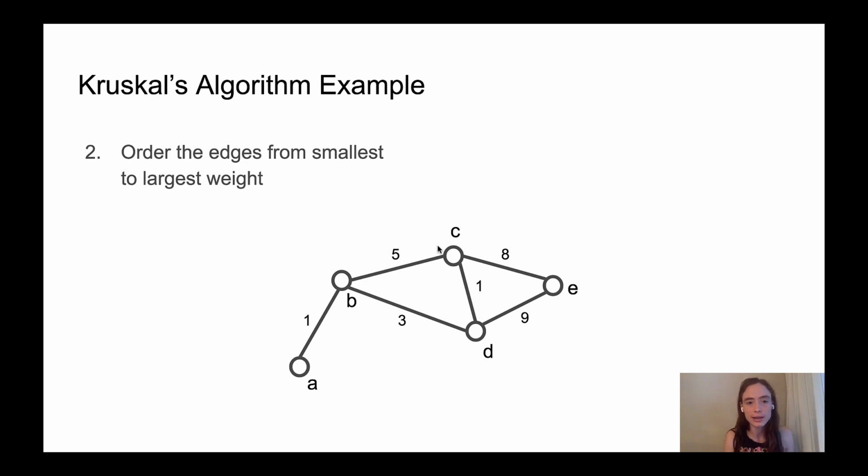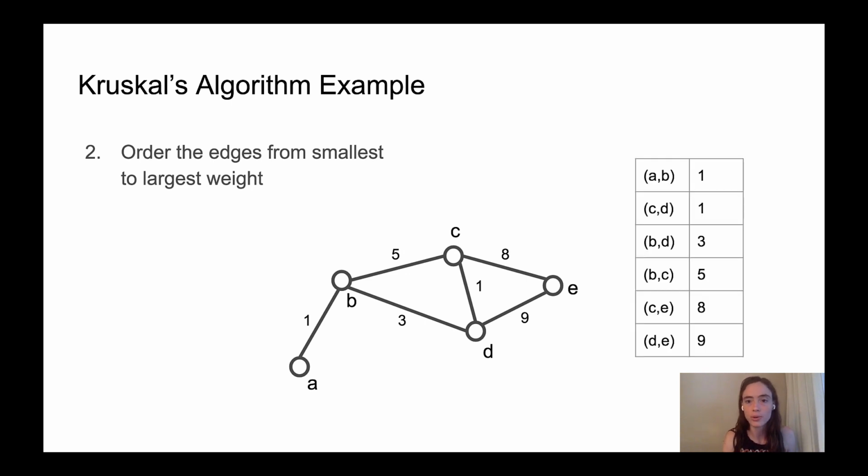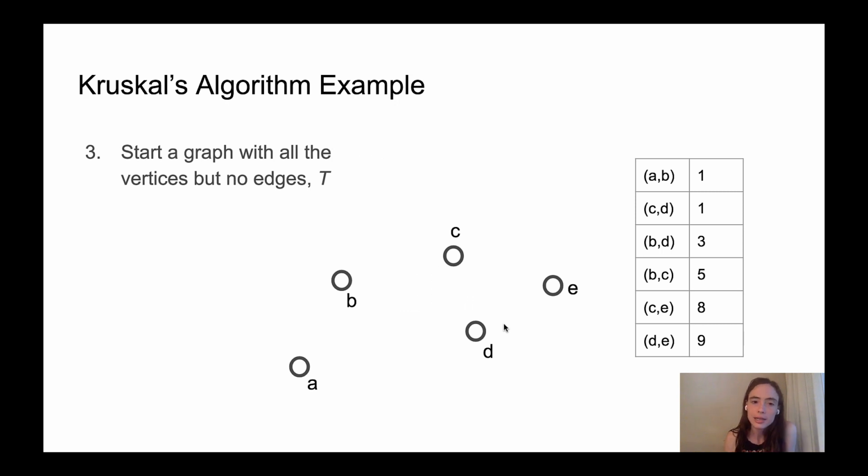Next, we order the edges from the smallest to largest weight. So we can list them here. We can list ties in any order, but we have each edge with its corresponding weight sorted by weight. Next step in the algorithm is that we start with a graph with all of the vertices of the original graph, but no edges. So because this is a new graph, we can give it a new name, so we can call it T.